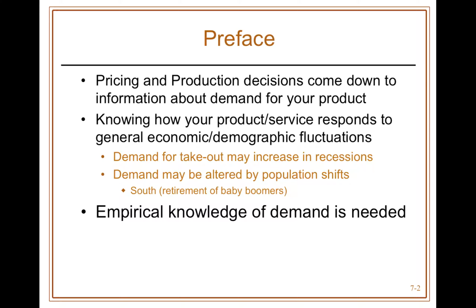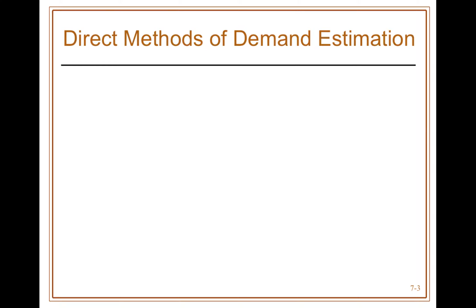So empirical knowledge of demand is needed, and in order to obtain empirical knowledge of demand, the first thing we need is data. So we're going to start by asking how we can obtain data that we can use to create an empirical version of demand. The first one that the text talks about is consumer interviews. These can range from stopping shoppers to speak with them to administering detailed questionnaires.